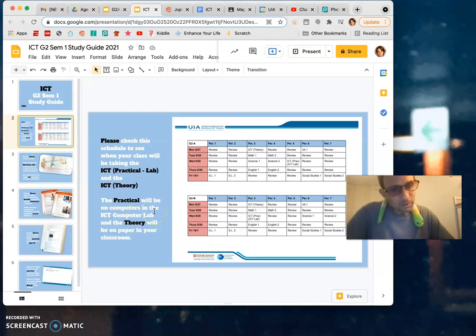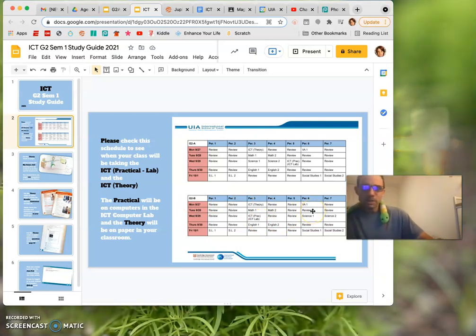I will be with you, Mr. Patron. And the theory will be on paper in your classroom. I'm not sure who the teacher will be, but they'll be terrific. So for example, 2A, you're going to take the theory on paper, first day Monday, period 3, right before lunch. And then you'll take the practical with me on Wednesday after lunch. And then grade 2 you can check. Okay? So be ready, be ready, be ready.